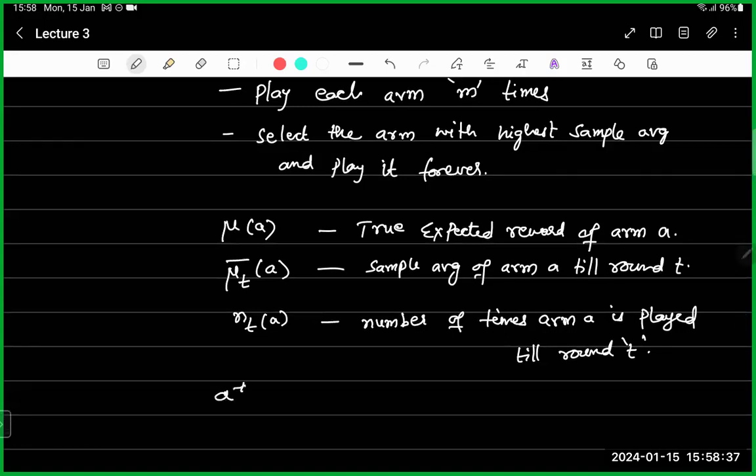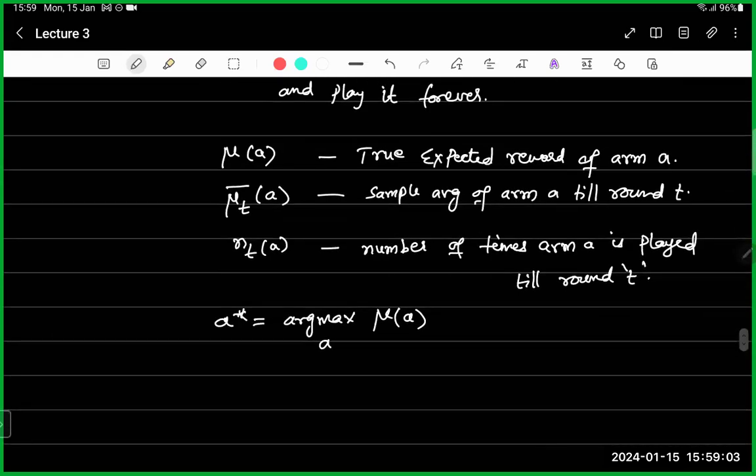And A star we denote as the arm with the best true mean. Okay, A star is the optimal arm according to the true means, which is argmax over the mu of x, not mu bar of x, mu of x. And mu star is what? Mu of A star.